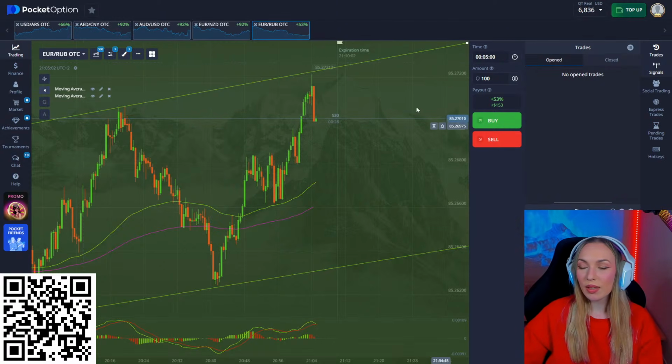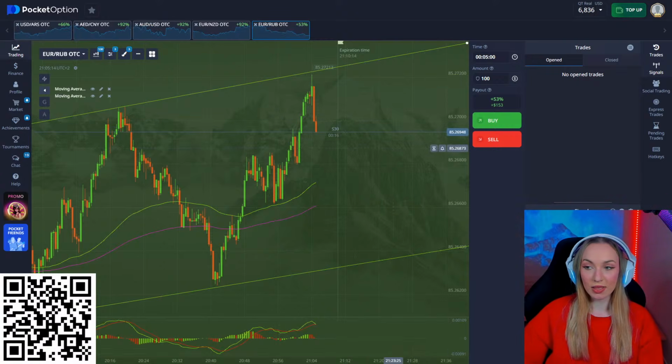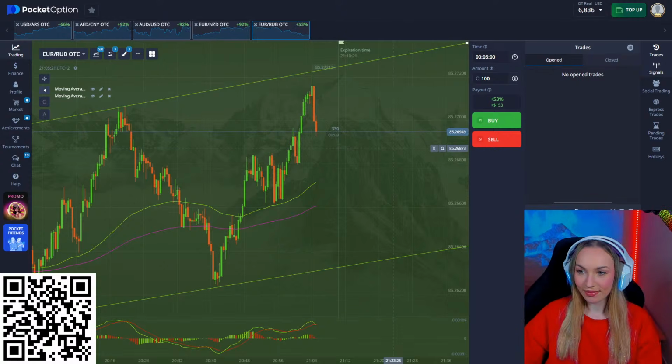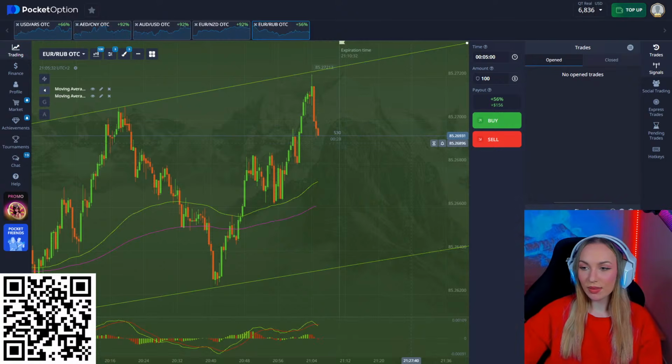Okay, we see again the price reacted on the resistance, and right now it's going down. As I told you, Euro Ruble is the only chart where we can see some kind of stability and clear structure. So one more candle and I'm in for 5 minutes.